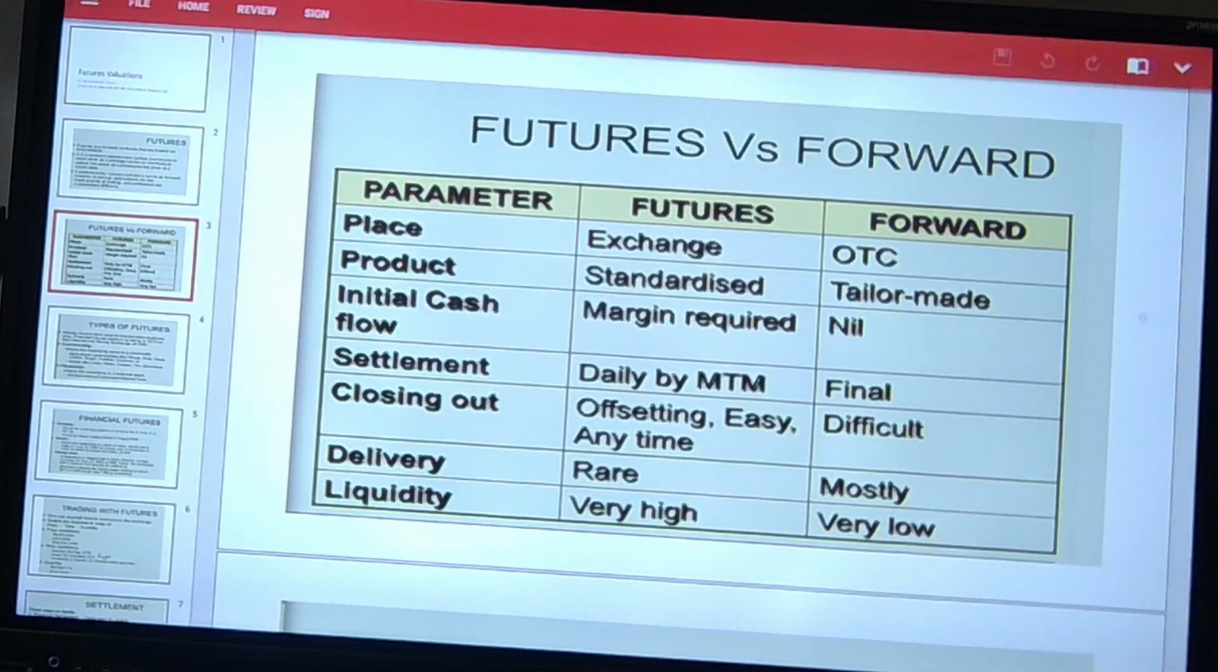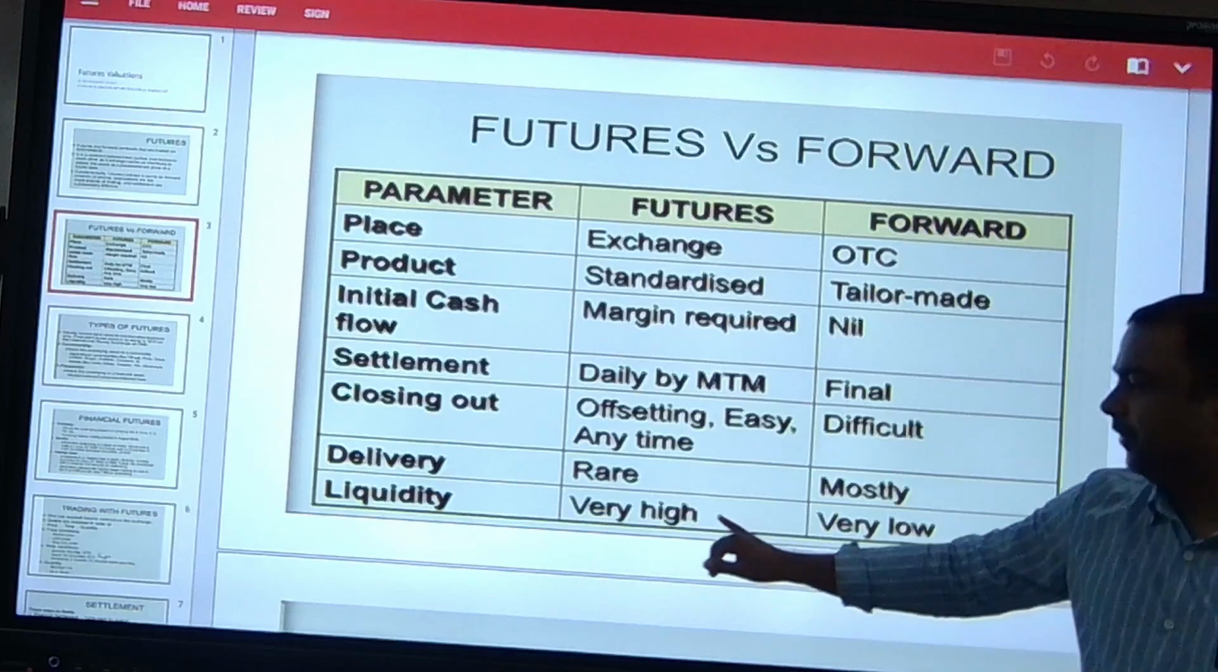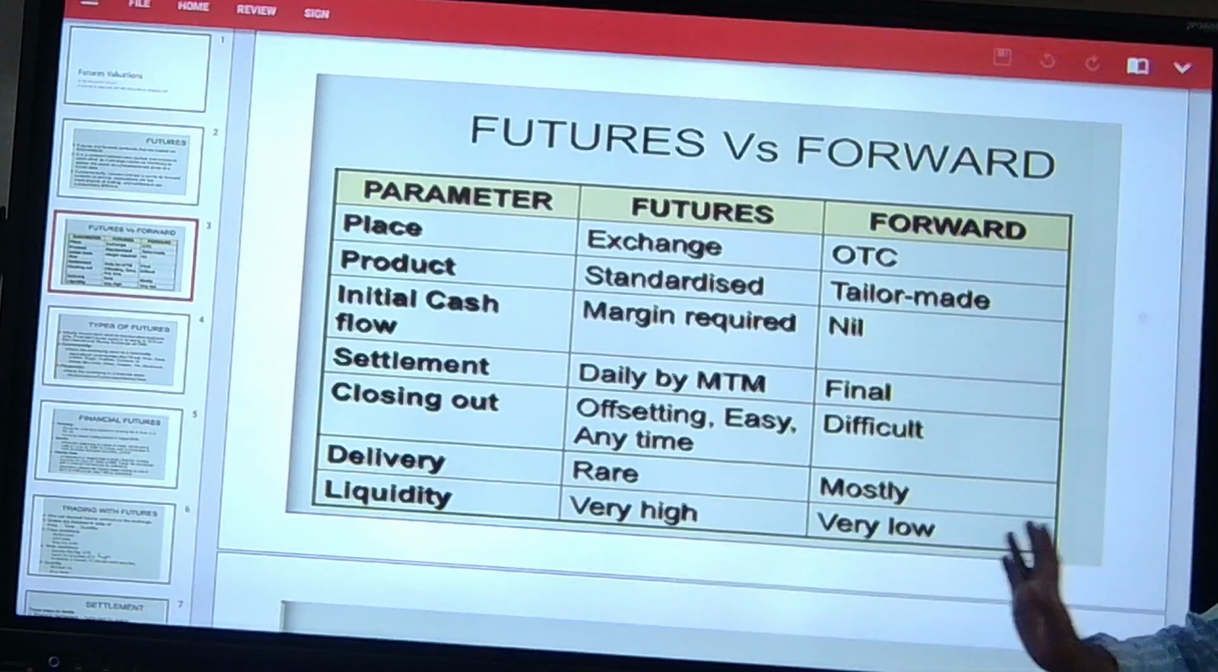So generally we have forward contracts in currency derivatives and commodities. Liquidity is very high in futures. Every time buyers and sellers are available, you can easily buy and sell your contract to any other party who is willing to accept it. Risk is very low.